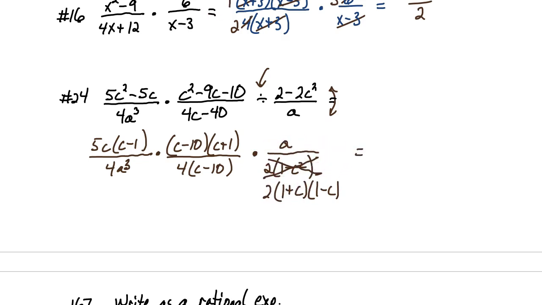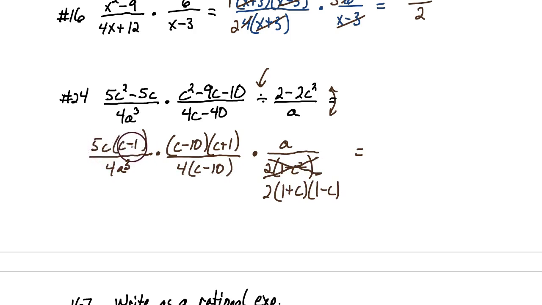Now that everything has been factored, let's look for things that cancel. In the top, there's a 5. That won't cancel with a 4, or with a 4, or with a 2. So we cannot reduce our numerical coefficient. In the top, there's a letter C. But when you look all the way across the bottom, there are no C's that are their own factors. So we cannot cancel the C.